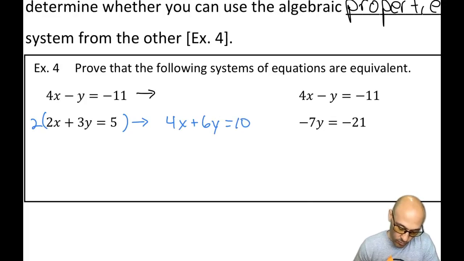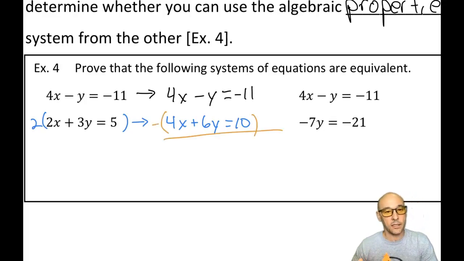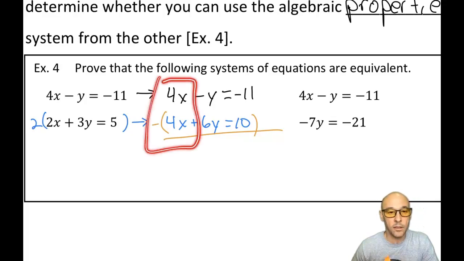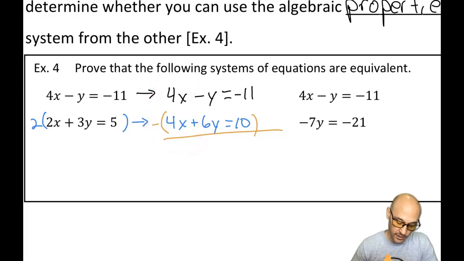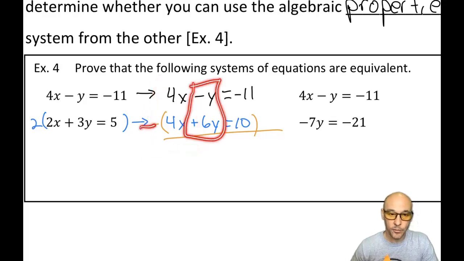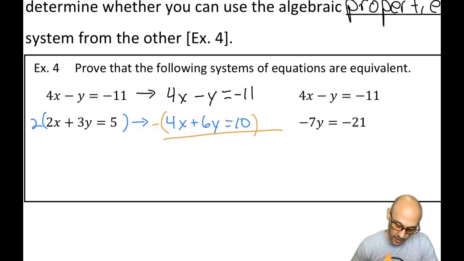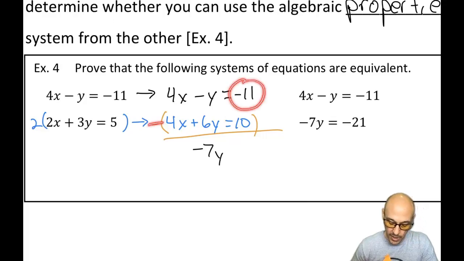And so I'm going to take the original equation there, 4x minus y equals negative 11, and now I'm going to subtract these. That will get rid of my x term. So I have 4x minus 4x, that's 0x. Negative y subtract 6y is going to be negative 7y. And then negative 11 minus 10 is going to be negative 21.